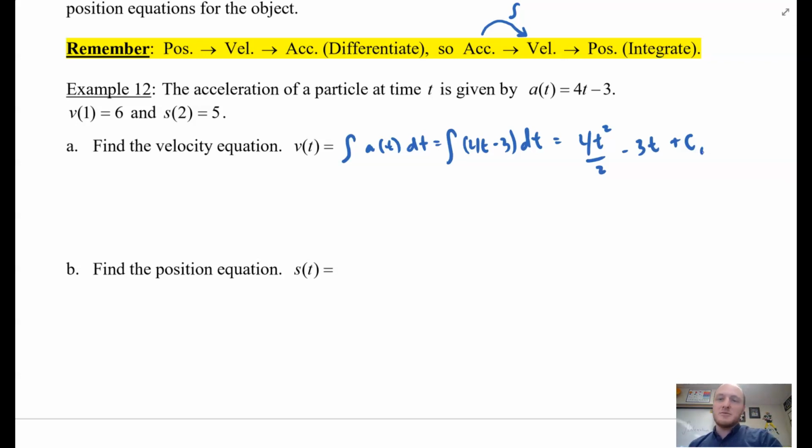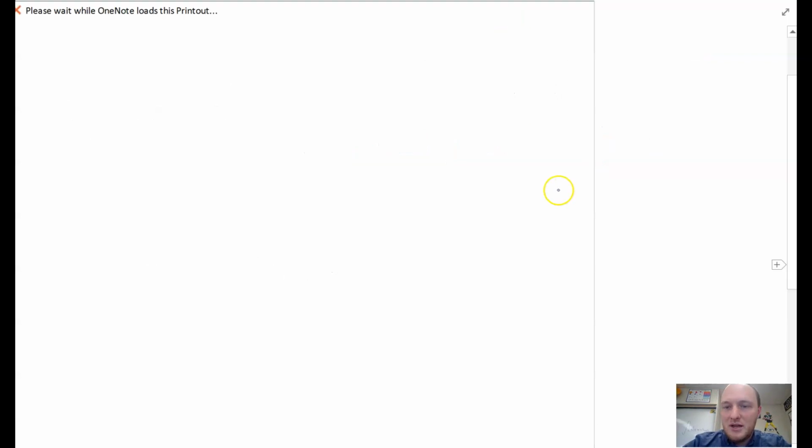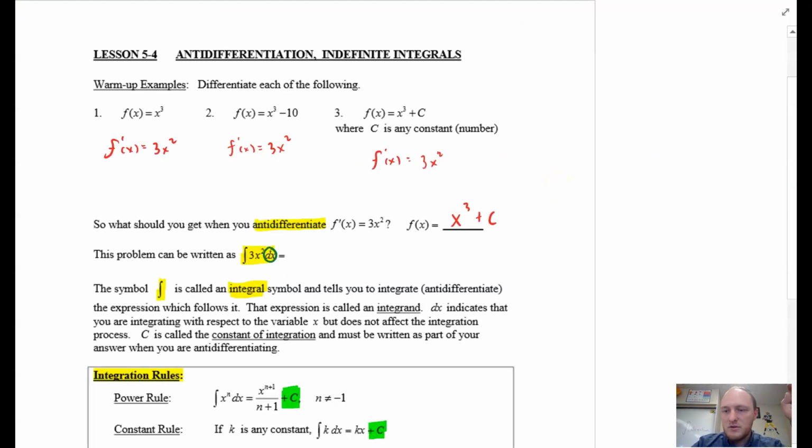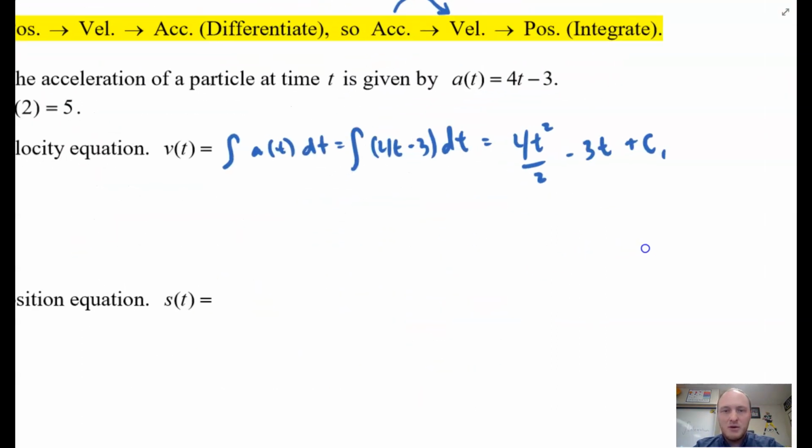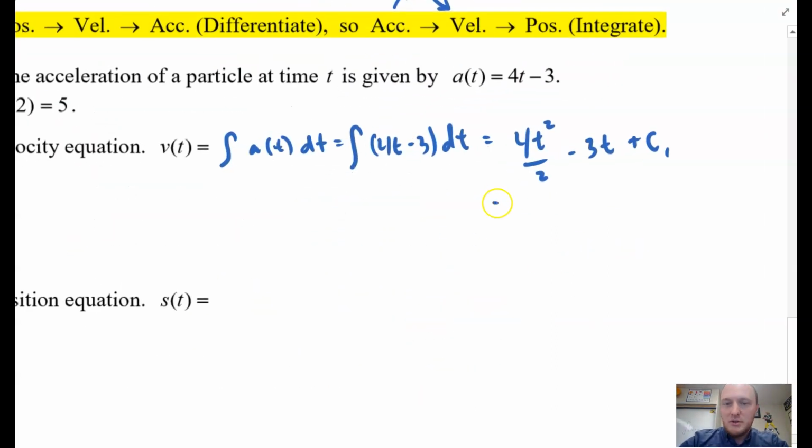Okay, so here's my function, and I can clean this up. We're jumping all over the place. Okay, here we go. We can simplify this. So this would give us 2t squared minus 3t plus c1.